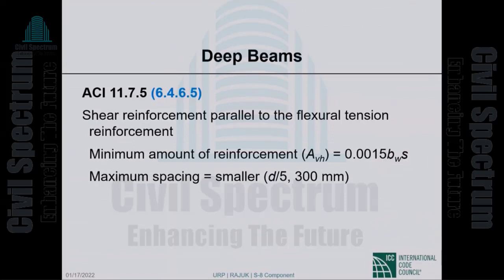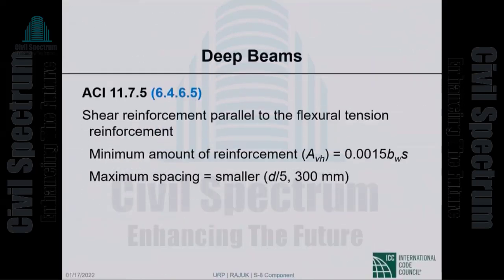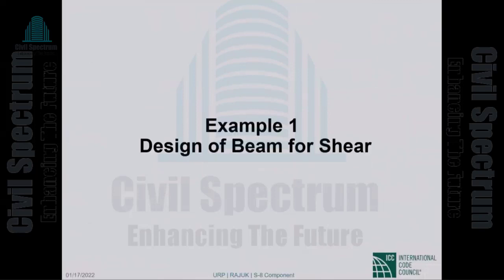The horizontal shear reinforcement parallel to the flexural tension reinforcement: minimum is 0.15% and the maximum spacing is d over 5 or 300 millimeters. These I have taken from 318-08, not 318-99. Okay, so these are your numbers. And then I will show you an example, and then hopefully things will fall in place.